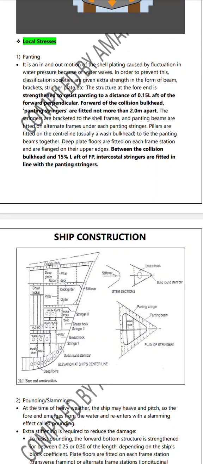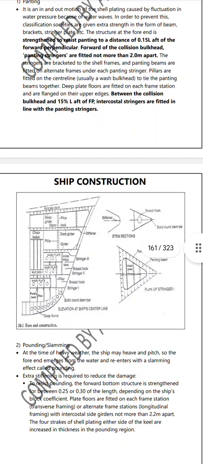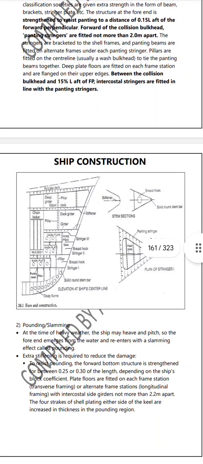Okay, beam brackets, so we have to use beam brackets and stringers. I had missed this: beam brackets and stringers. The structure on the forward end is strengthened to resist bending at 0.5 after the forward perpendicular. Okay, panting stringers 2 meters apart. Okay, so intercostal sizes are fitted with the panting, between the collision bulkhead and aft.